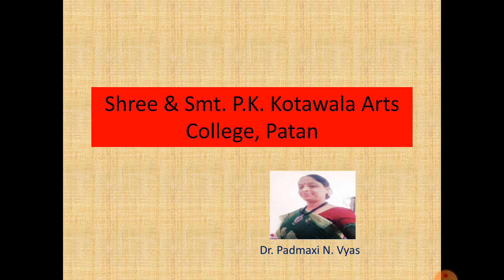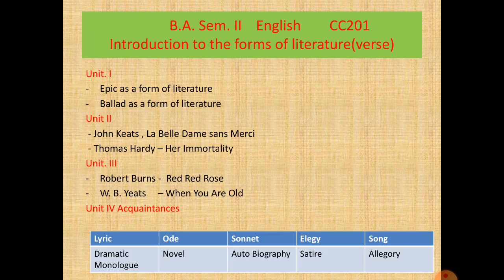So, dear students, today we are going to discuss a very significant form of poetry, and that is called ode. This form, ode, is already there in the syllabus of BA Semester 2 of English Literature in paper number CC201, and the name of this paper is Introduction to the Forms of Literature.